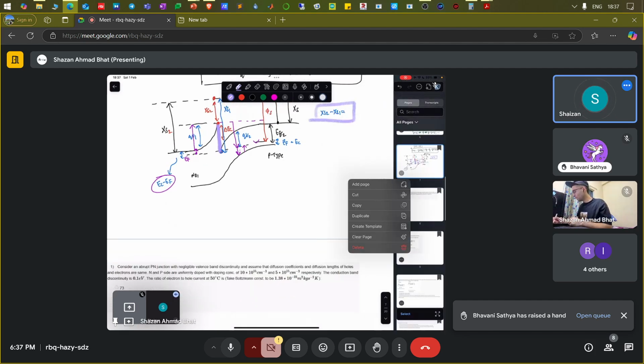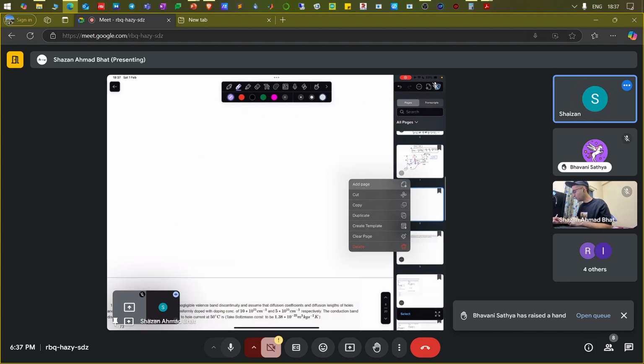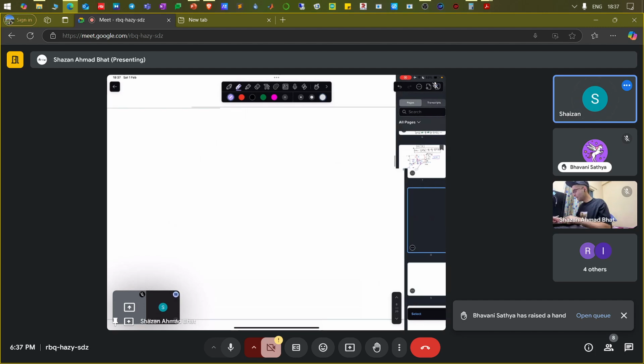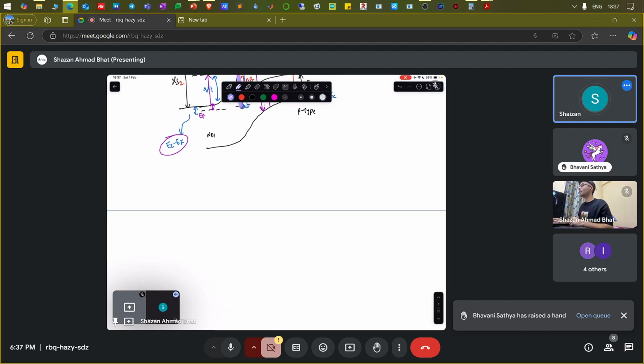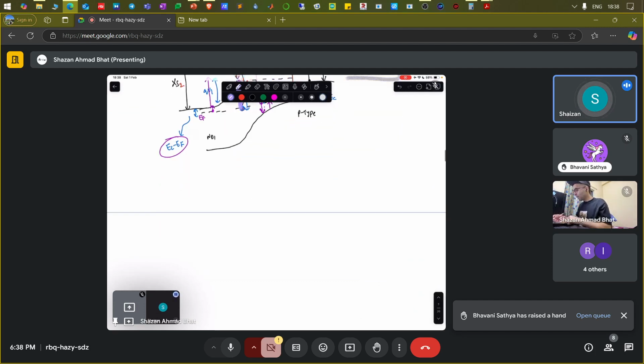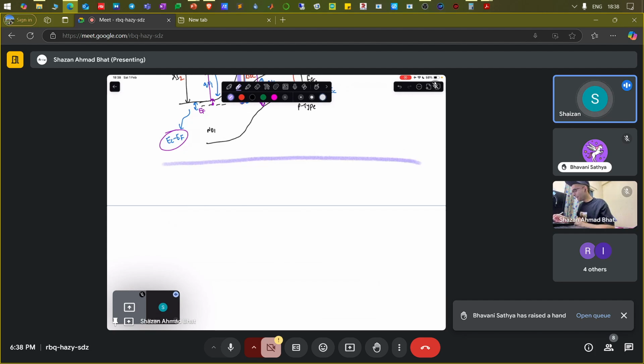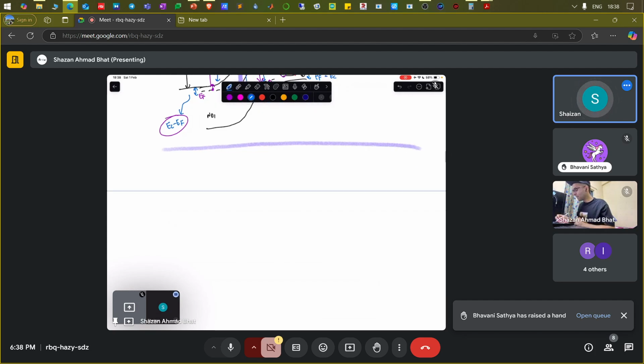Let me just take one more page here. And this is about the band diagram. What next do I want to cover? Now, this is one part of it. The next part is something called abrupt junctions. This was an example of an abrupt junction. Abrupt junctions and graded junctions.